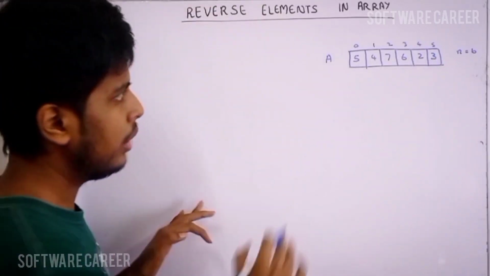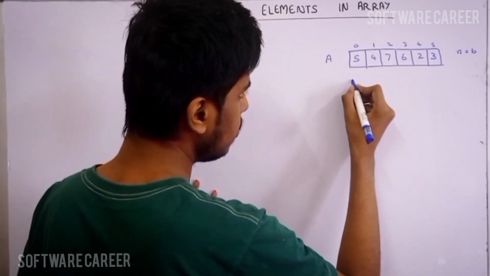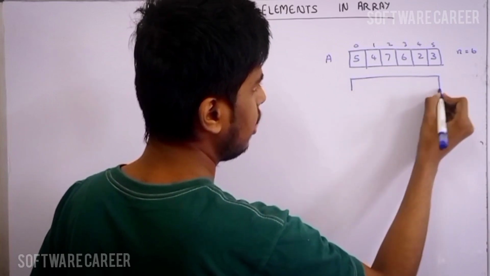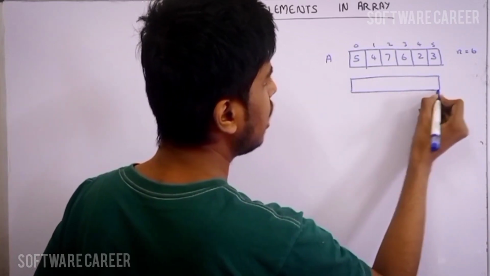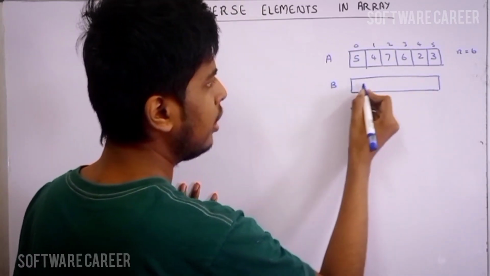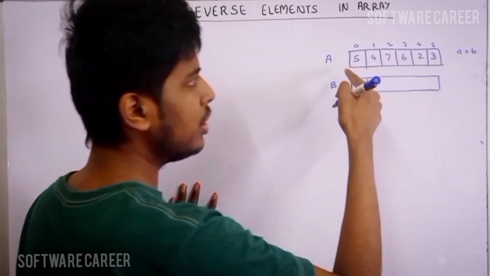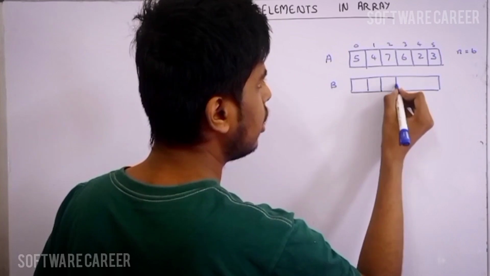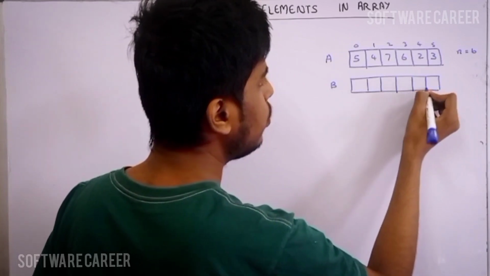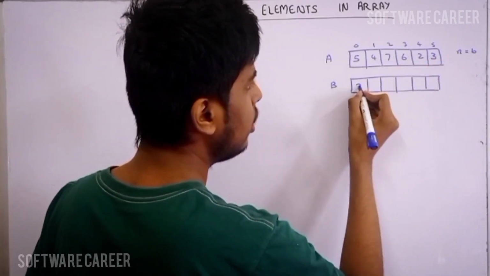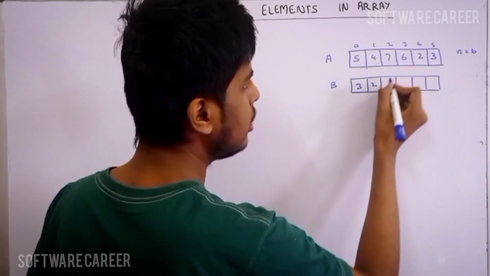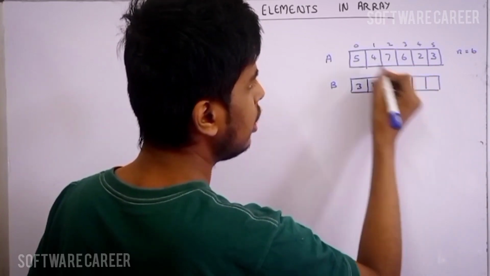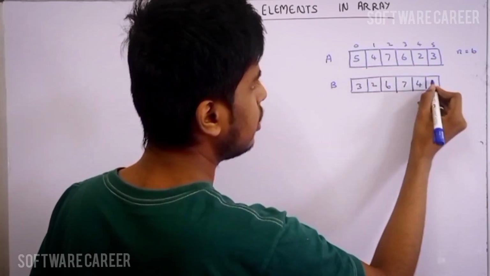Now what should I do? I should reverse the elements in this array. So I should have another array B, and I should copy the reverse of array A into this B. Now I should print 3, then 2, then 6, then 7, then 4, then 5.